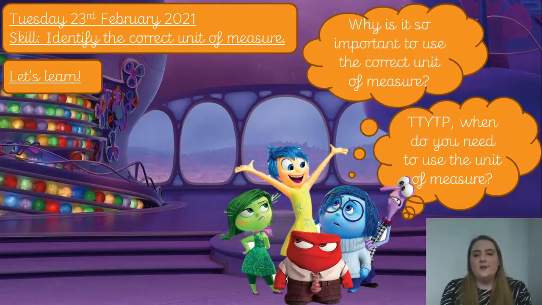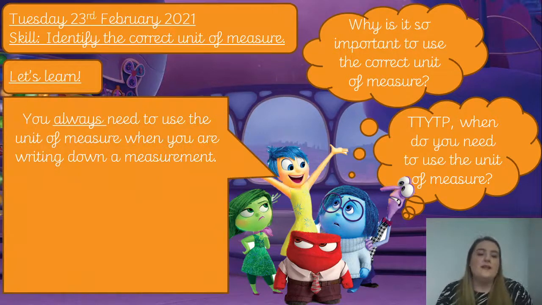So why is it so important to use the correct unit of measure, do you think? And I would like you to talk to your talk partner. When do you need to use the correct unit of measure? When is it really important you're using the correct unit of measure? I'd like you to pause the video and discuss these questions now, please.